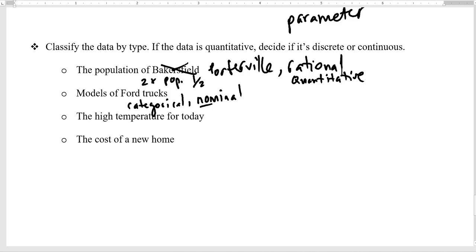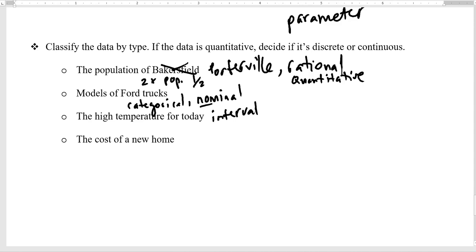Is it interval? Well, is there an equal interval? If it's 102 today and 90 tomorrow, could you meaningfully subtract those and find the difference between them? Yeah. And if you could, then that makes it not rational. What is it? Interval. You can find the difference between the high temperature today and the low temperature for today, and it has a meaningful distance between them. You can add or subtract them, okay? Interval. I'm going to go back and do discrete and continuous in a minute, okay?